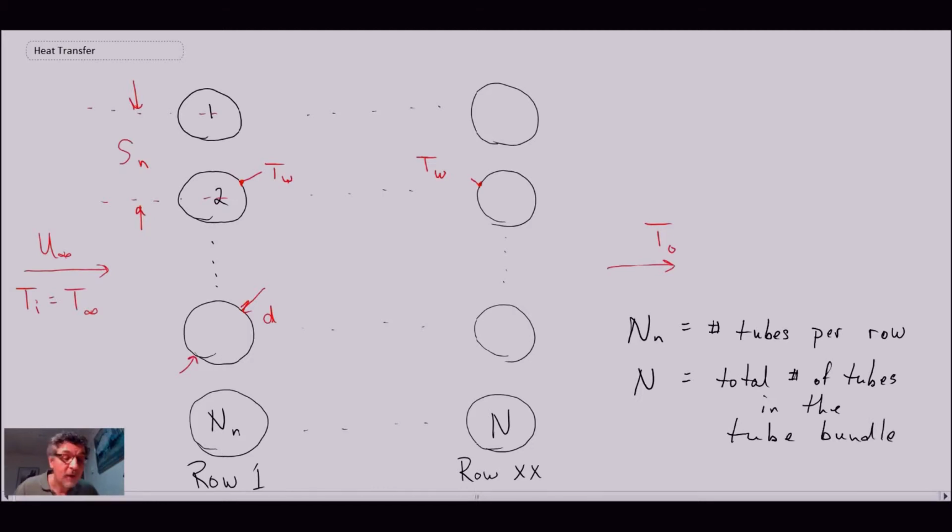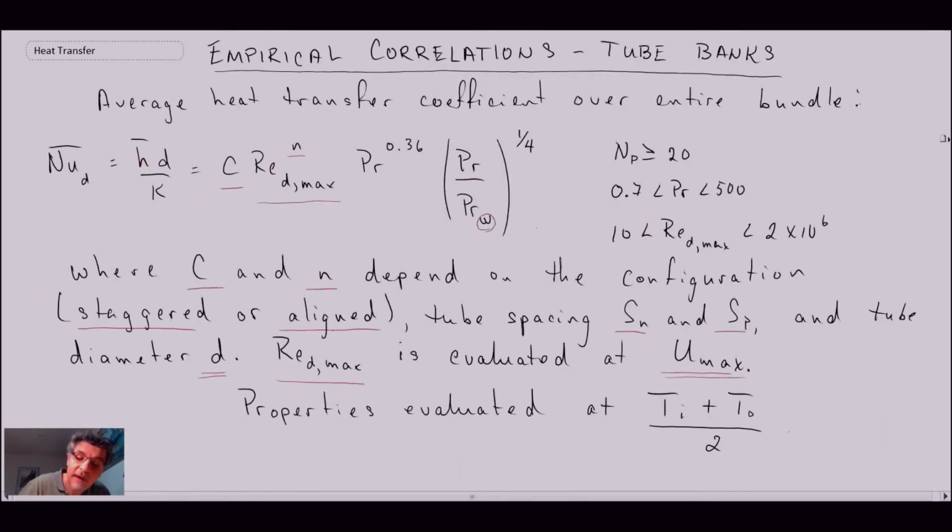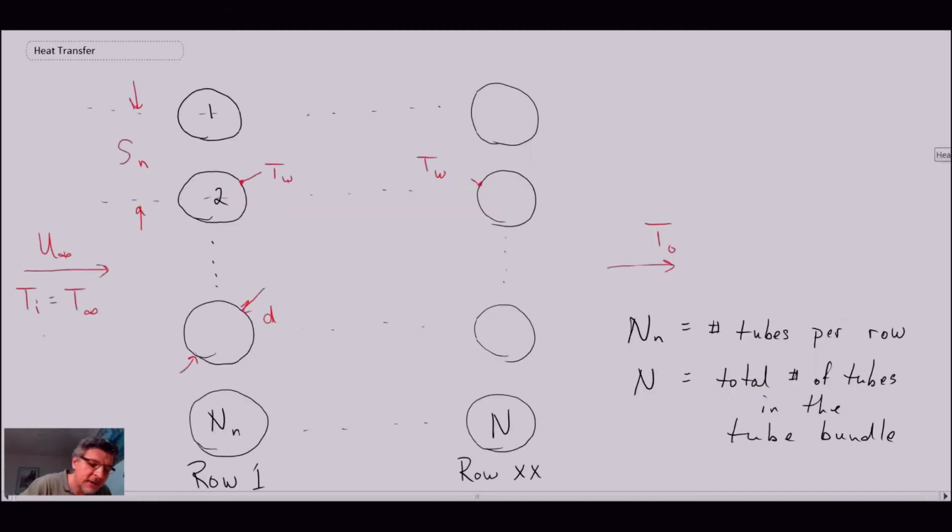Okay, so if you recall from the previous slide, what we said is that we want to evaluate the properties at this temperature, Ti plus T outer, divided by 2. Well, usually you're going to know the temperature coming in, but quite often you're not going to know the temperature of the fluid leaving the tube bundle. And consequently, we need to go through an iterative process. And so solving problems with tube bundles can be a little bit on the laborious side because you have to go through a couple of iterations.